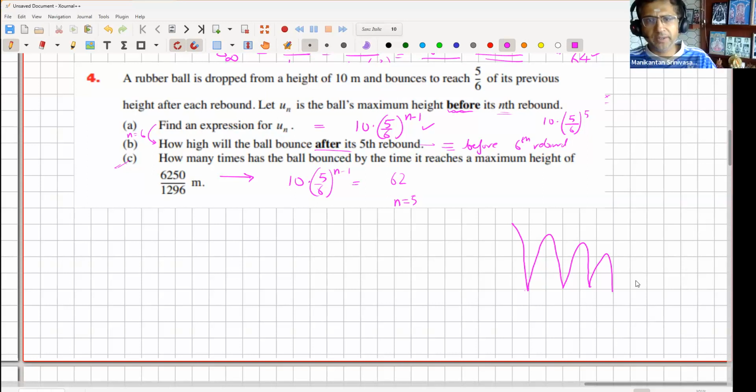Okay, Moksh, do you agree or disagree? So I think I would disagree. What would you think? I think it's 4 times. Yes. So Dave, n is indeed 5, but what is n? N is saying before the fifth rebound, it has reached a maximum of this much. The definition of n: u_n is the ball's maximum height before its nth rebound. So if you apply the formula before the fifth rebound, it's reached this much height. That means it has only bounced 4 times so far.